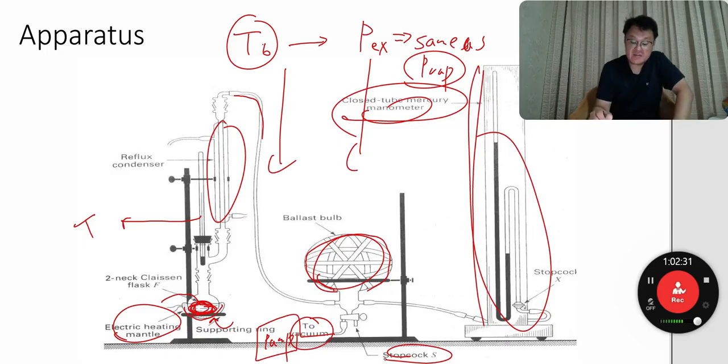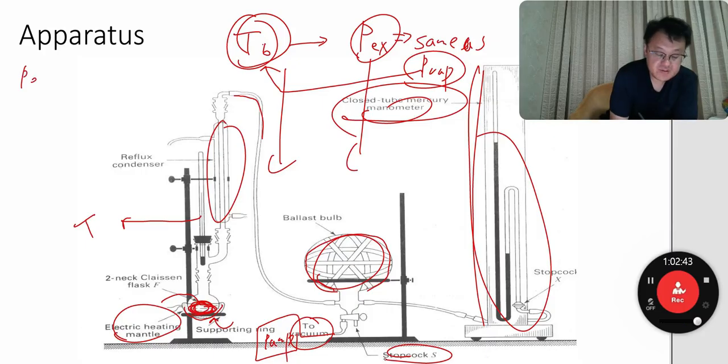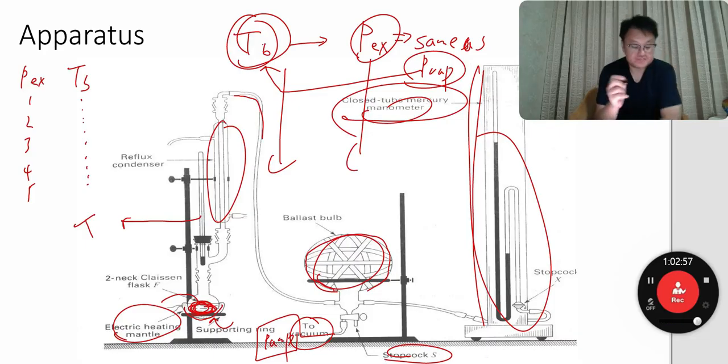So then that vapor pressure at that temperature. So basically, we measure the boiling point and the external pressure. You change the external pressure, 1, 2, 3, 4, 5. And when you change the external pressure, how the boiling point changes will be measured, okay?